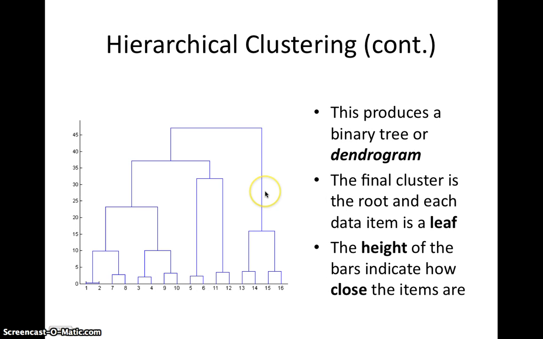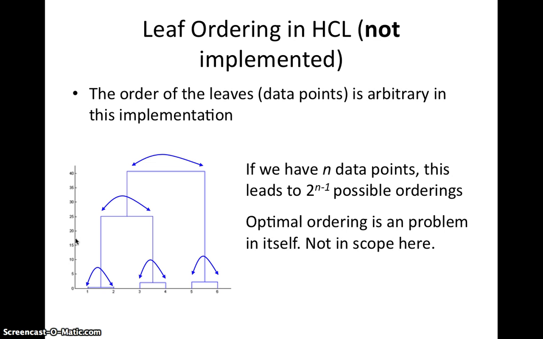At the end, you see a binary tree-like structure, which is also called a dendrogram. And here is the root, and there are the leaves, or all the data points. The height represents how close the items are, or how apart they are, how similar or how dissimilar they are from one another.